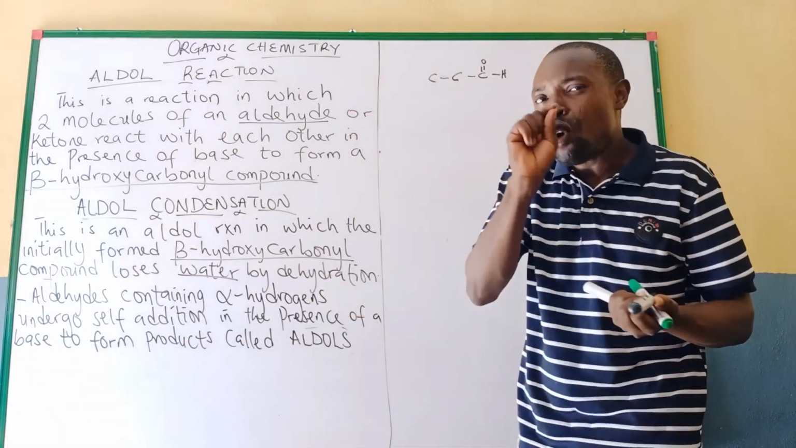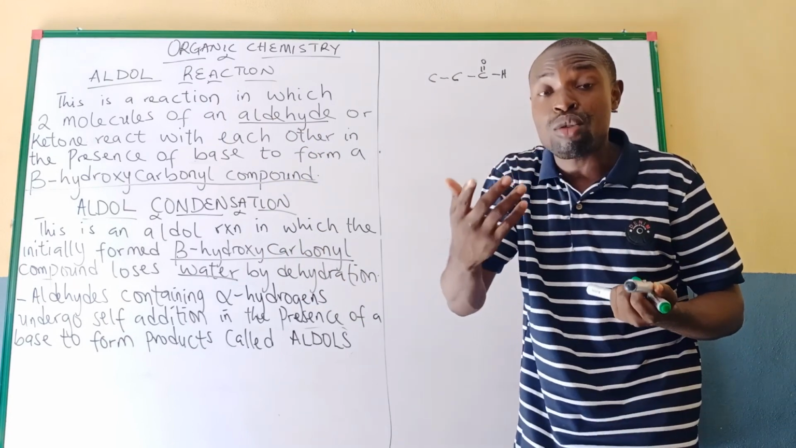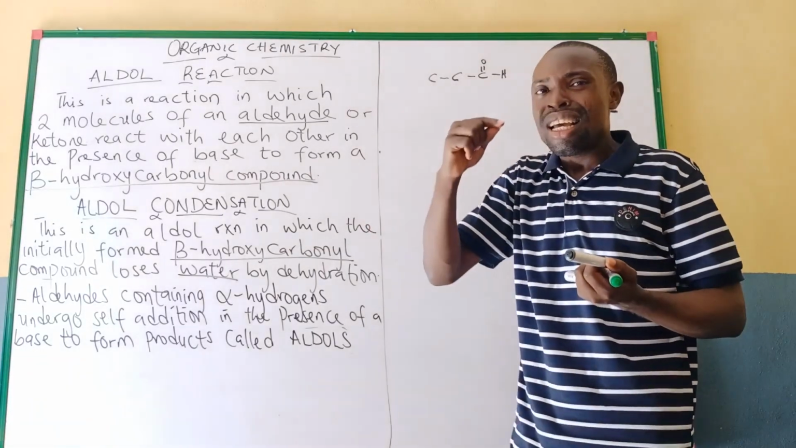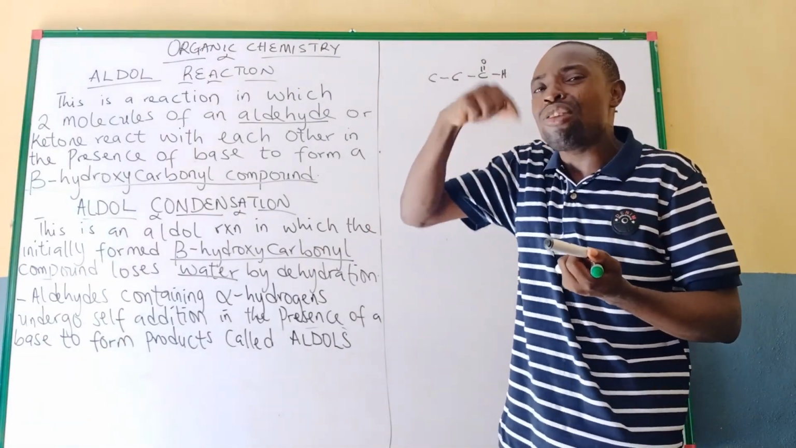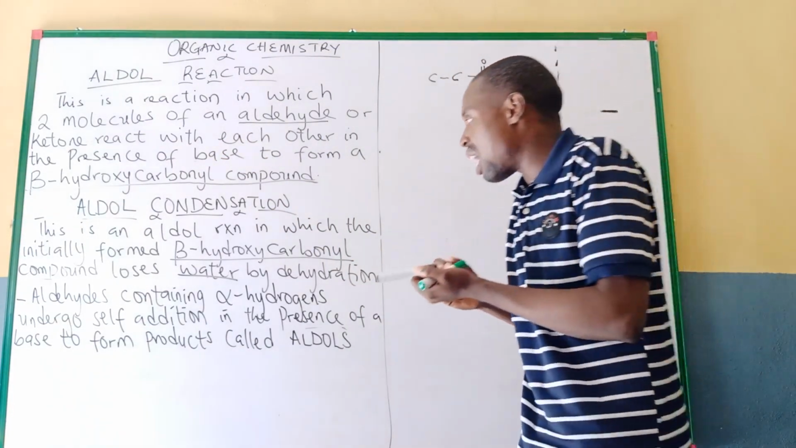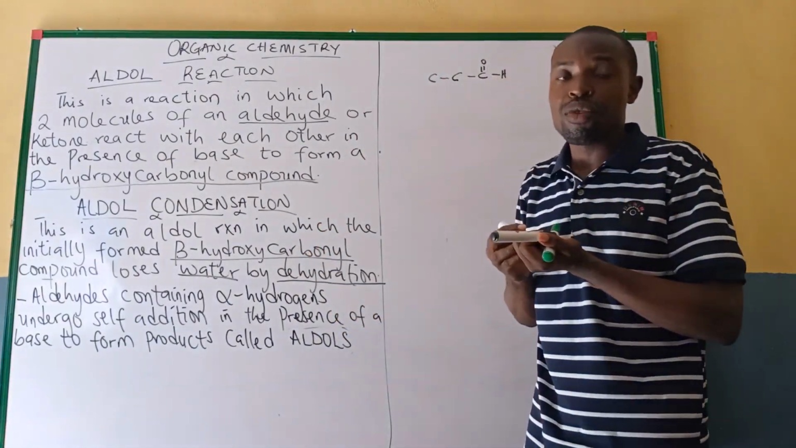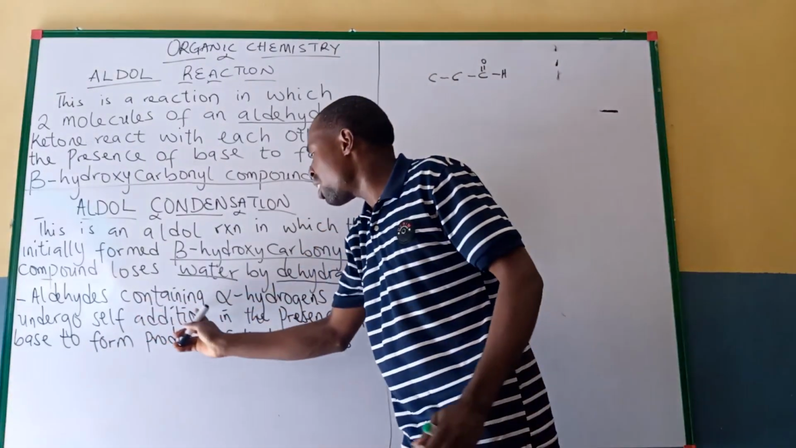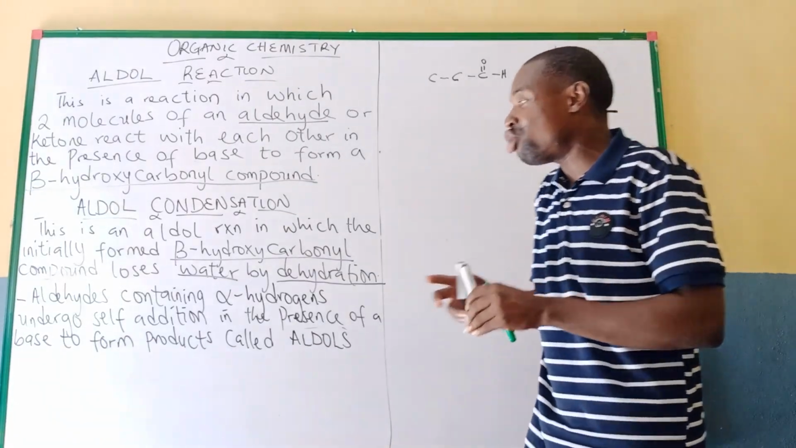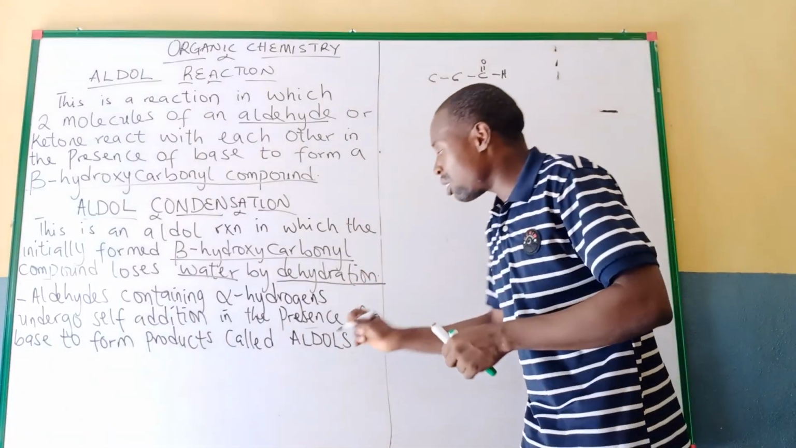While an aldol condensation, from the word condensation, smaller molecules are removed. You get me now? So an aldol condensation is a type of aldol reaction that has lost a molecule of water by dehydration. And take note, these aldehydes containing the alpha hydrogens undergo what we call a self-addition in the presence of a base to form a product called an aldol.